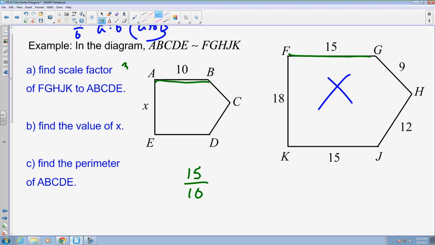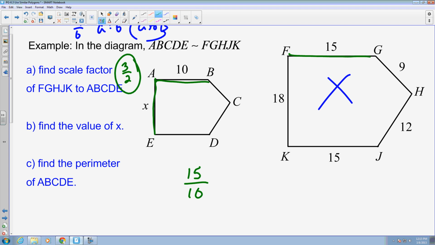So the scale factor of FGHJK to ABCD is 3 over 2. Okay. The second thing they want us to do is find the value for x. The value for x comes from the side AE.